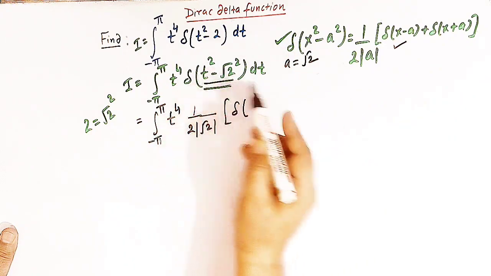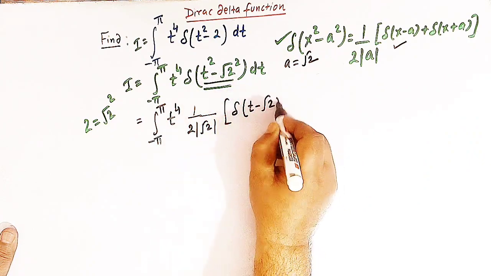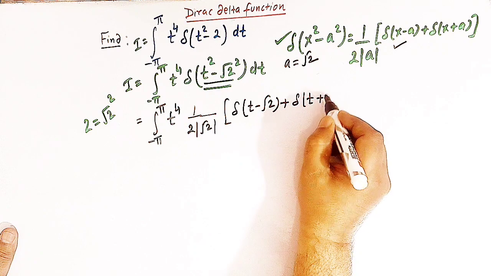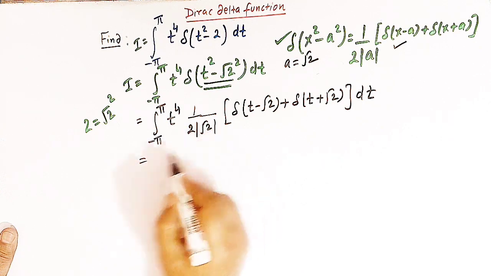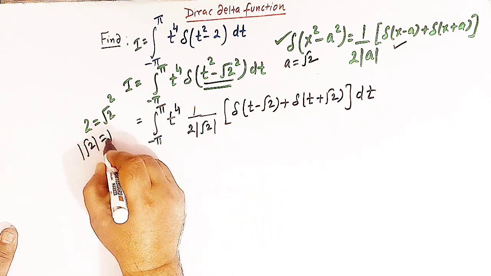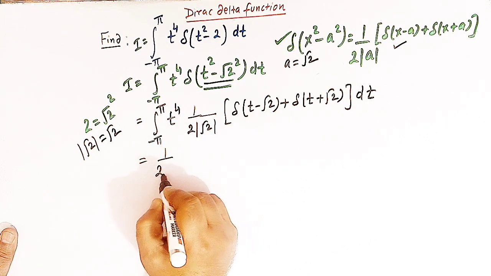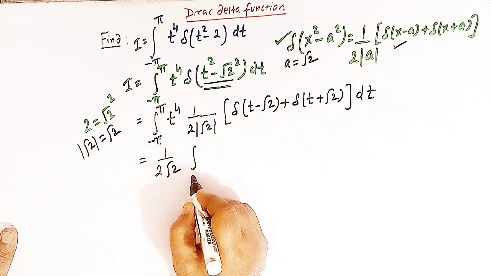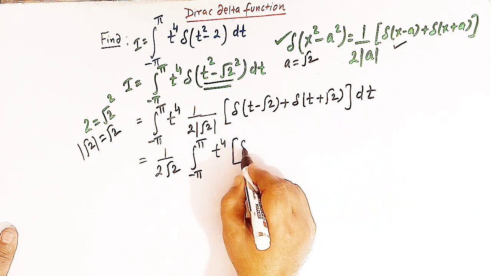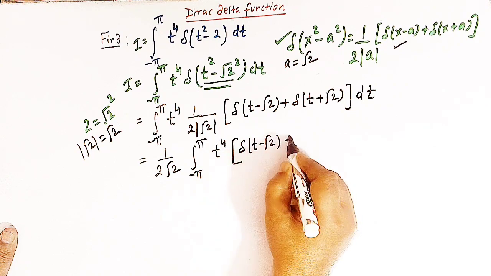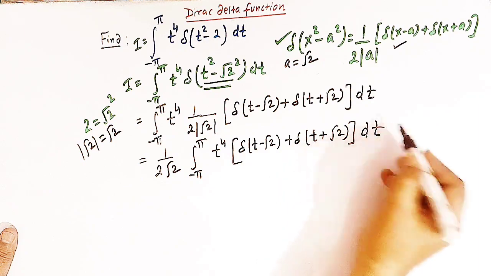So here the variable is t, so we can write t minus a. A is square root of 2, then we have delta of t plus square root of 2, right? And here we have dt. So now the absolute value of square root of 2 is simply square root of 2. So we can take 1 over 2 times square root of 2 outside the integral, and we have the integral from minus pi to pi of t raised to 4, and this expression, that is delta of t minus square root of 2 and delta of t plus square root of 2, and here we have dt, right?